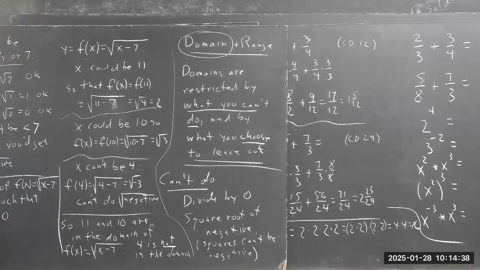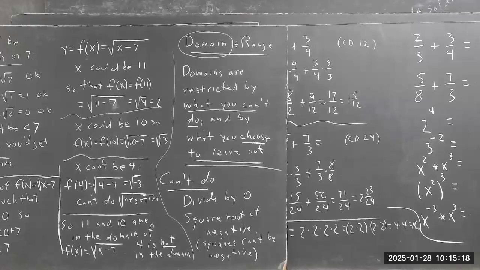We can go to little algebra. The domain of f of x equals the square root of x minus 7 is all values of x such that x minus 7 is greater than or equal to 0, because you can take the square root of any number that's greater than or equal to 0. And you can solve this. If you add 7 to both sides, minus 7 plus 7 gives you 0, so you get x greater than or equal to 7.